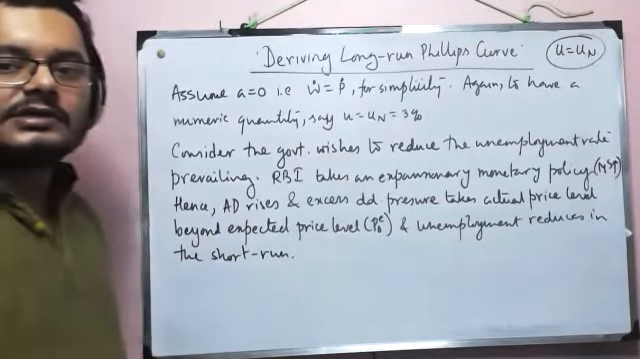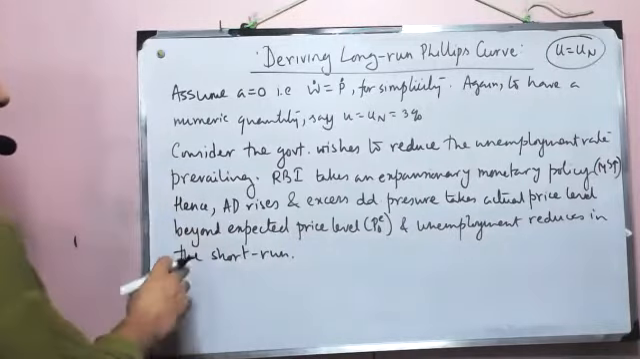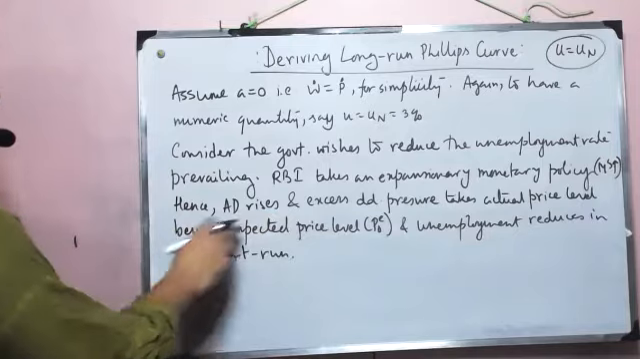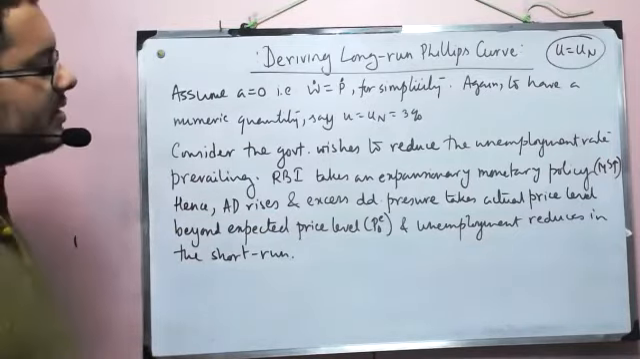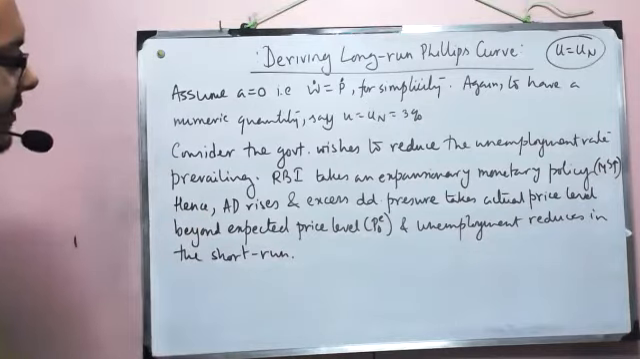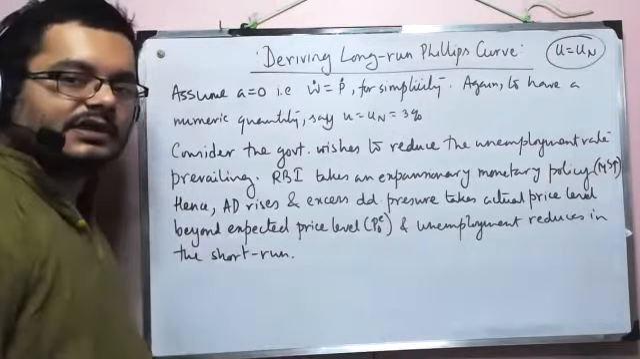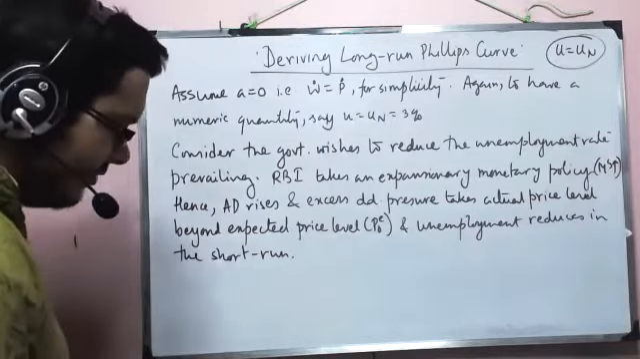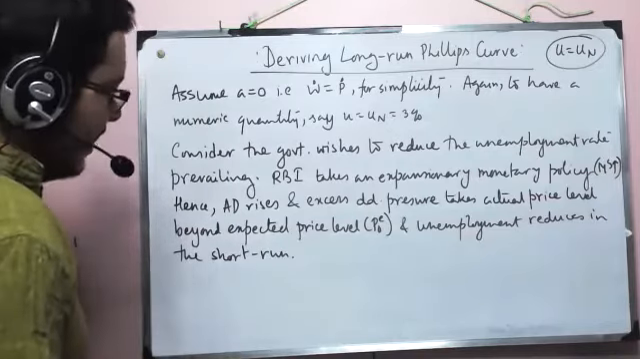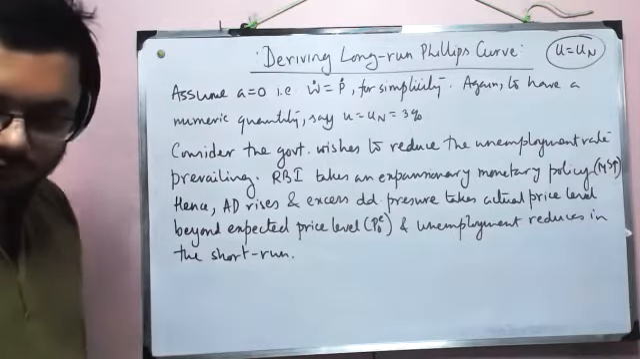Now, I said that pressure takes the actual price level beyond the expected price level P naught E. That means we are already talking about a specific Phillips curve, a short run Phillips curve, which is drawn with respect to this expected price level. Okay. All right. So first of all, now we are going to draw that Phillips curve, and in the diagram we will try to see what is actually happening.